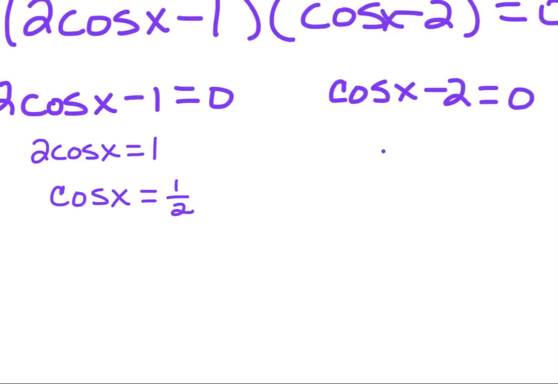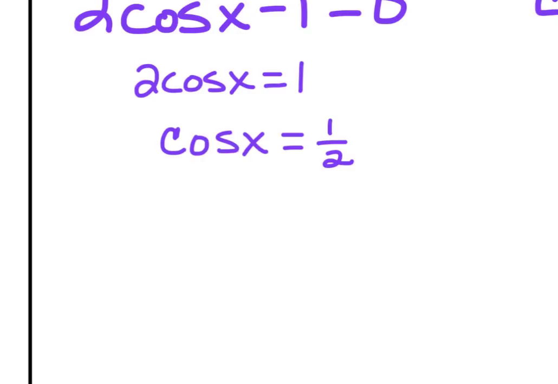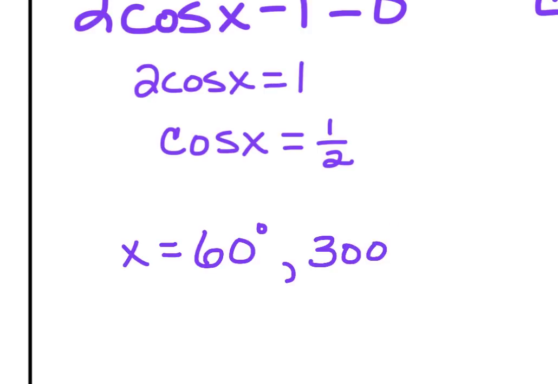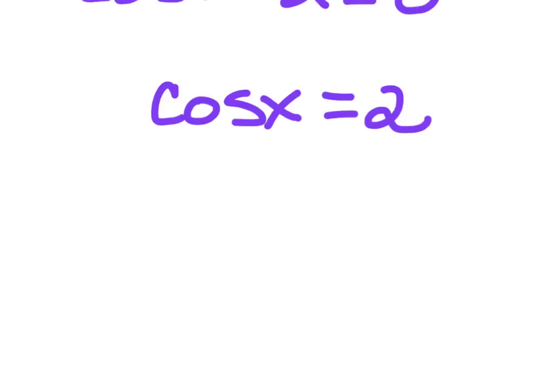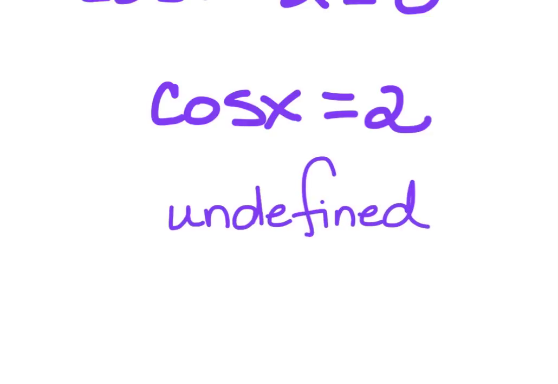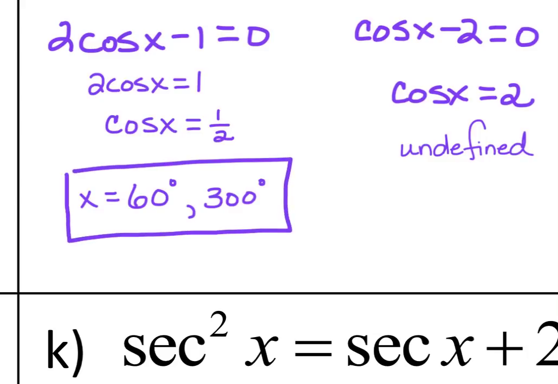And then over here I have cosine of x equals 2. So cosine of x is 1/2 where x is equal to 60 degrees, and cosine is positive also in the 4th quadrant, so that's going to be 300 degrees. Over here, there's no angle that would ever make cosine equal to 2, so this part of the problem is undefined. And so I'm going to give as my final answer just the 60 and the 300.